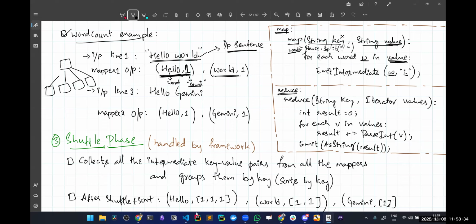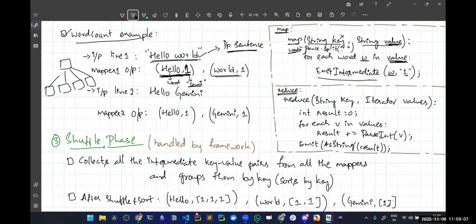Emit intermediate means the map is an intermediate phase, it is not the final output. As soon as our work of splitting the sentence and giving the word out along with the count is done, we say, my job is done here, take this output to the MapReduce framework. What it does with it, the map phase is not bothered about. Any doubts here?